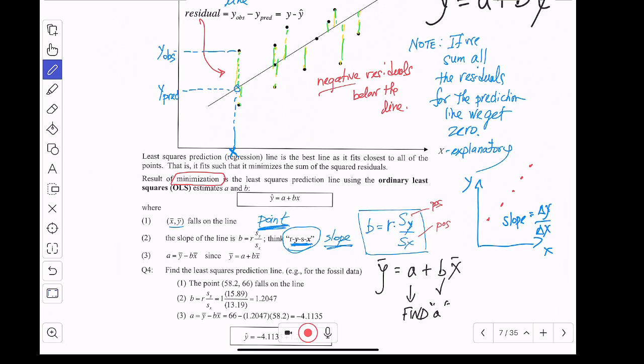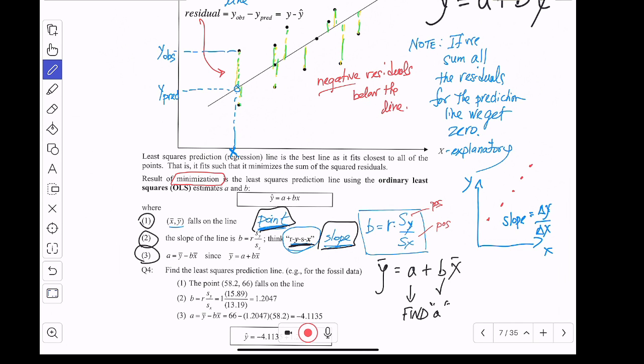So that's the third point. First, x bar, y bar falls on the line because it's the point that's closest to all the other observations. So it has to be on the line that fits closest to all the points. The slope is found by this fancy formula where I teach you the mnemonic to remember it: RISK, R times SY over SX. Where it comes from is the result of minimizing the squared residuals. And then I have a point and a slope, and with that I can plug into the formula for a line, and I can solve and find the y-intercept.